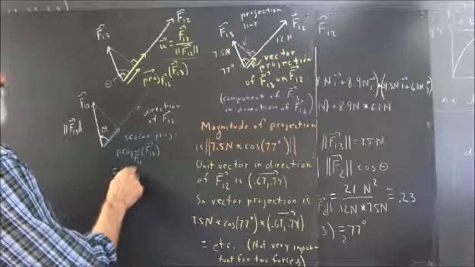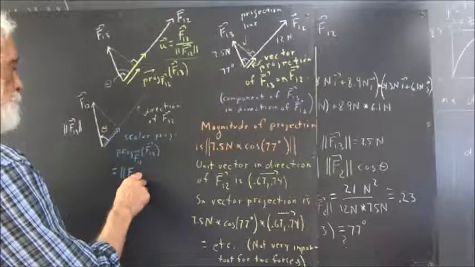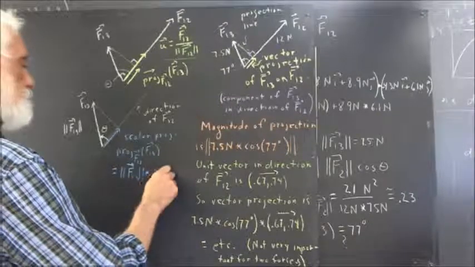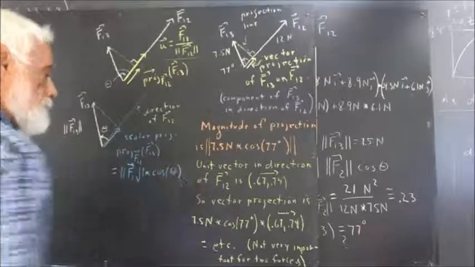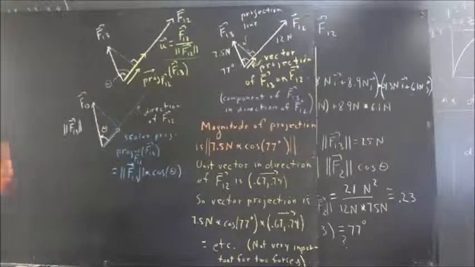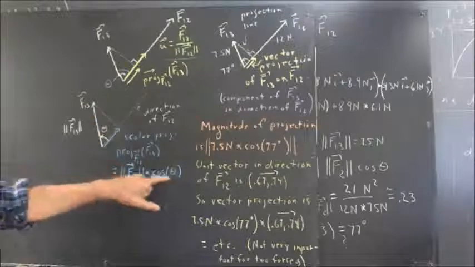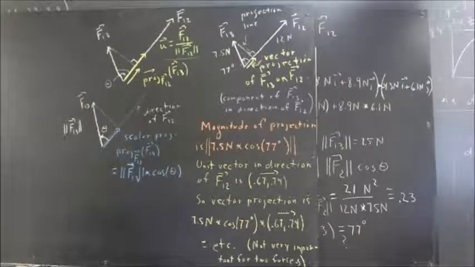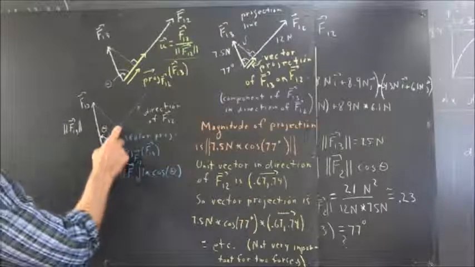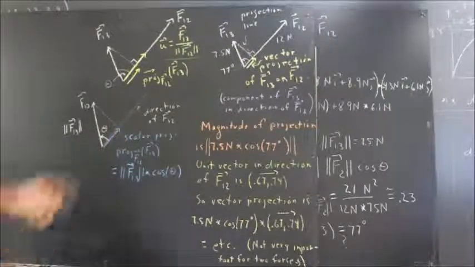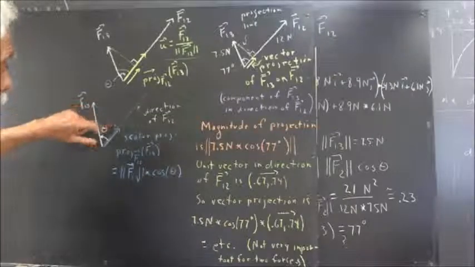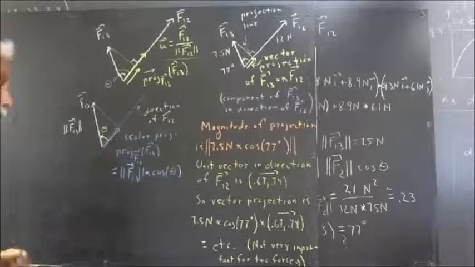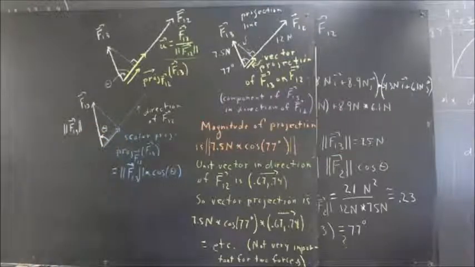And it's going to be equal to the magnitude of F13 multiplied by the cosine of theta. It's going to be positive if theta is less than 90 degrees, negative if theta is greater than 90 degrees. So it's just the length of this side, but also taking into account whether it goes this way in the direction of F12 or back this way in the direction opposite F12.